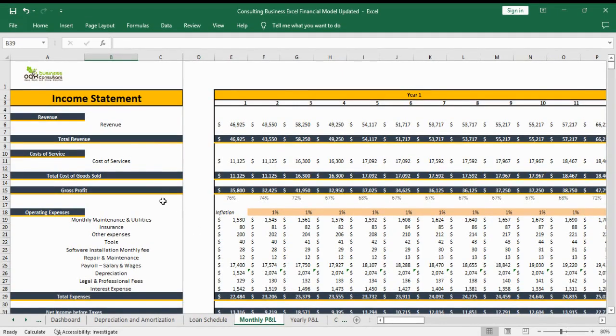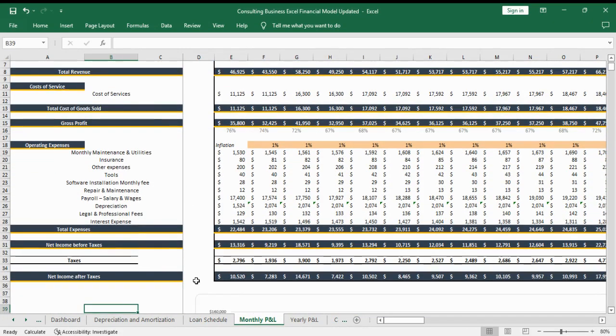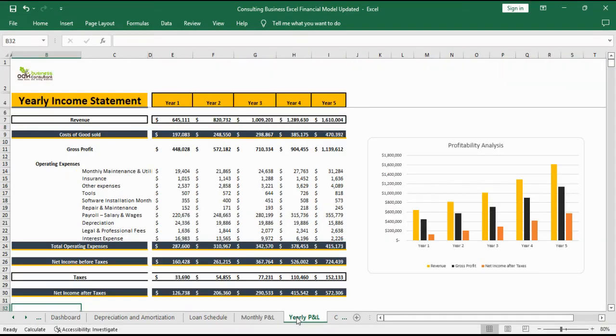Monthly income statement provides an overview of the monthly performance based on total revenue, cost of goods sold, gross profit, total expenses, and net income after expenses. Yearly profit and loss statement summarizes the details provided in monthly income statement for each year and summarizes the annual profitability measures.